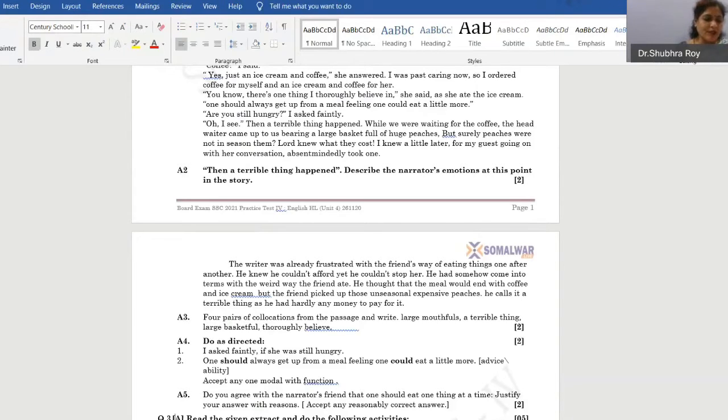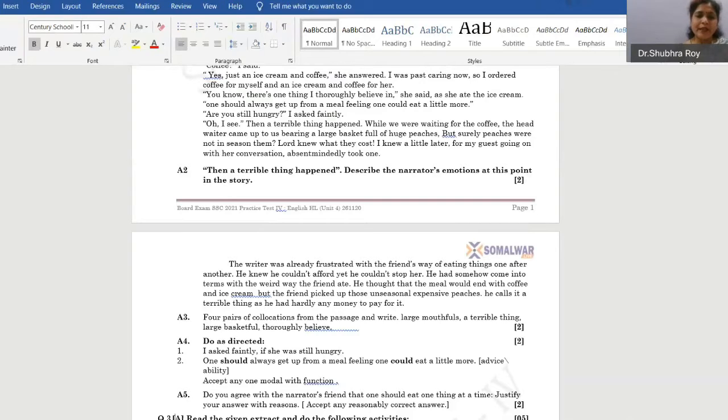Okay. Next sentence is one should always get up from the meal feeling one could eat a little more. Find the modal auxiliary and state what it indicates. Should is the modal auxiliary and could is the modal auxiliary. Now it was expected here because it contains only one mark, it was expected that you find out only one modal auxiliary here. So if you write should, you have to state that it is indicating advice, and if you're writing could, you have to state that it is indicating ability. Okay. So this you have to pay attention to.